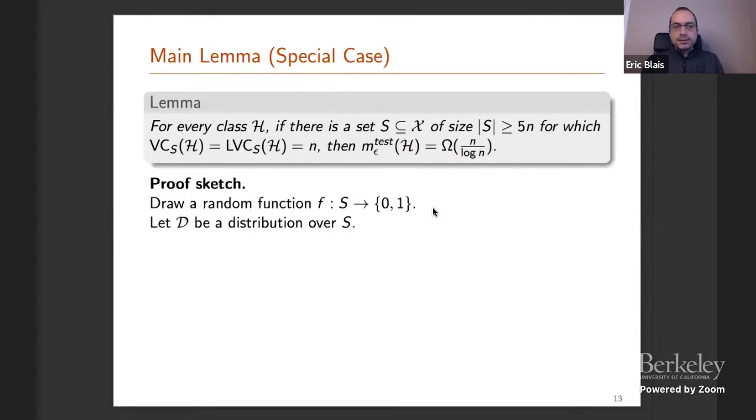Specifically, I can state this lemma more generally: for any class, if the VC dimension is the same as the LVC dimension, then the sample complexity will be, up to a log factor, exactly this LVC dimension, which by this condition is the same as the VC dimension. So all of those classes will have testing sample complexity at most a log factor better than the sample complexity for learning the same class.